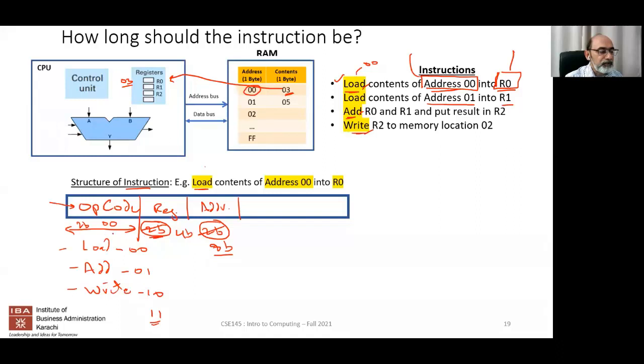So now what is the minimum size of the instruction? How many bits do we have? We have got 2 over here, plus 4, plus 8. That's 8, 9, 10, 11, 12, 13, 14. So you've got 14 bits for the instruction. Okay? Does that seem reasonable? So an instruction will have at a minimum 14 bits to be able to do this.